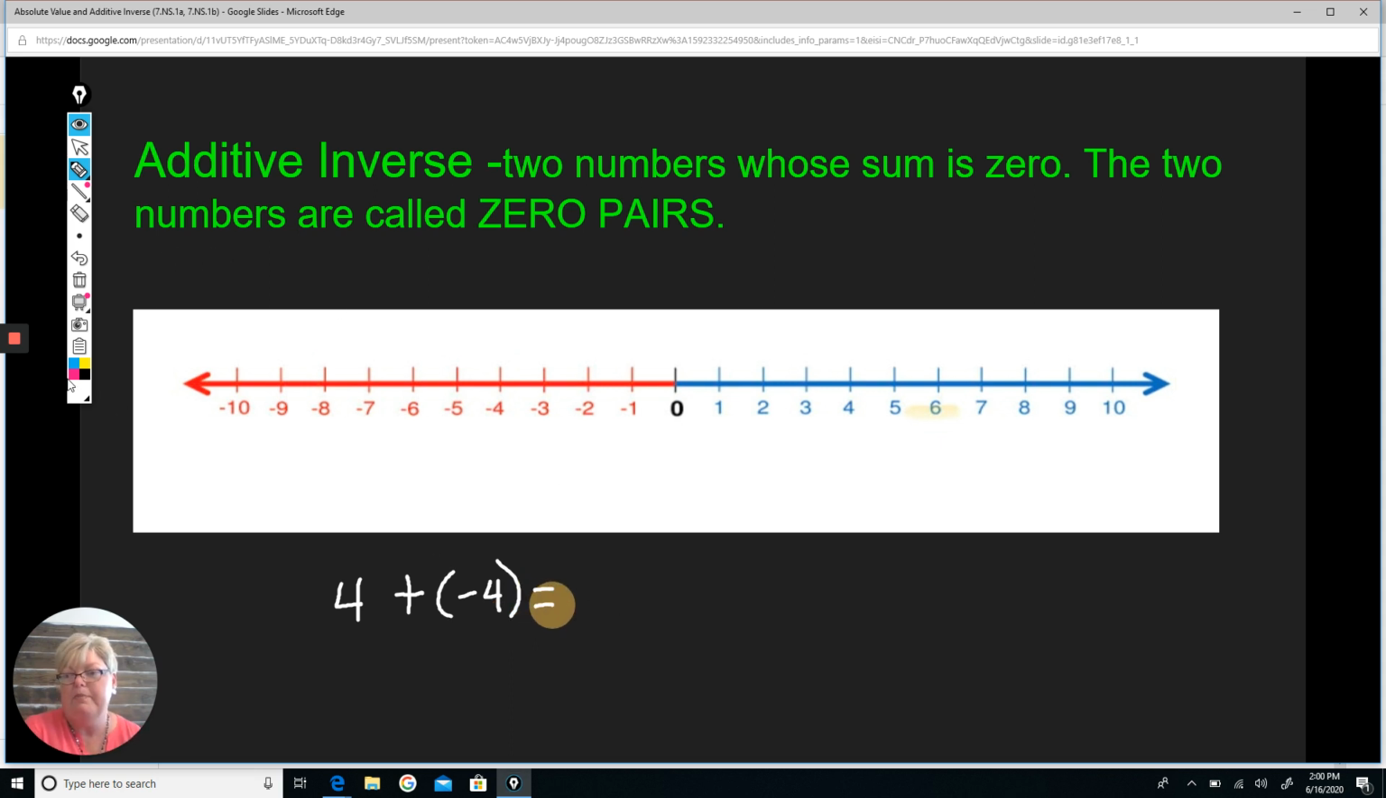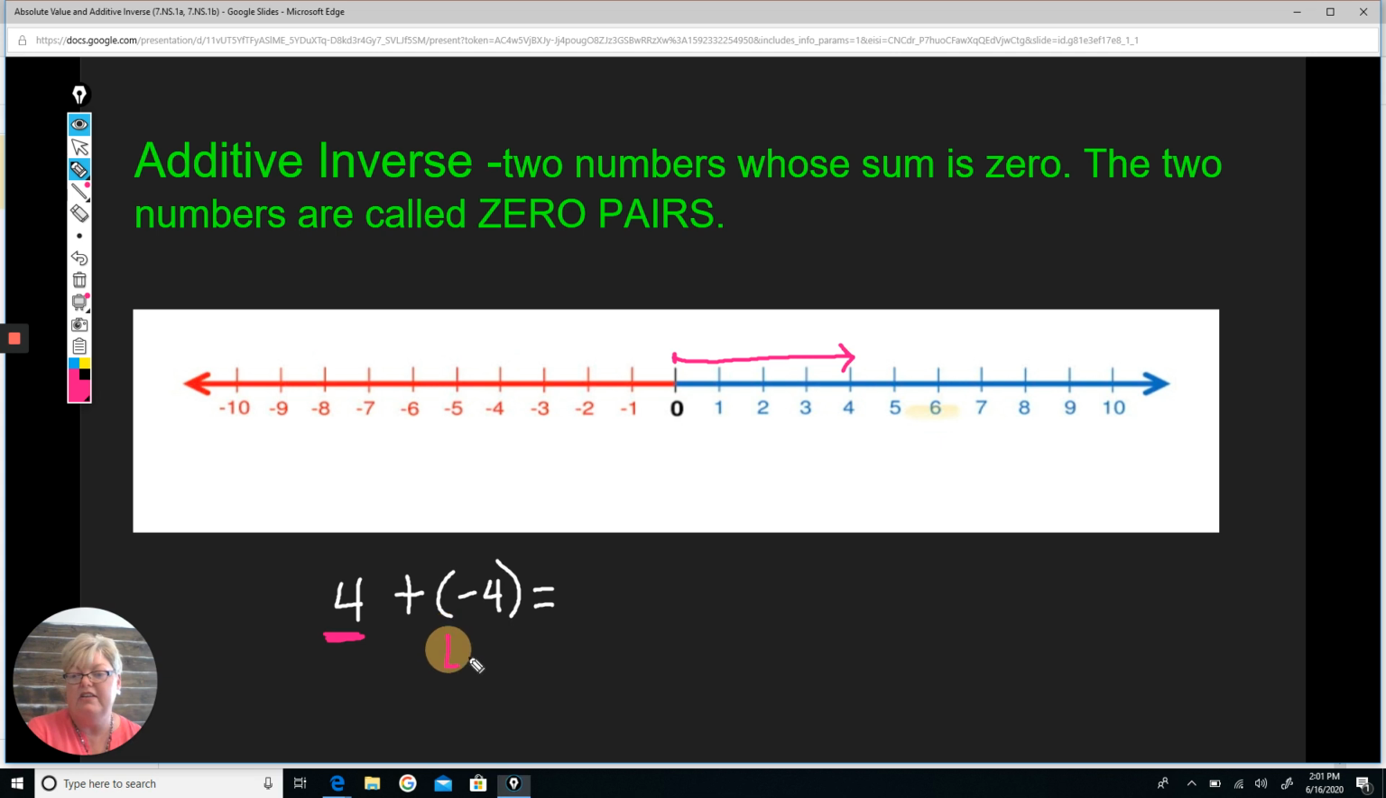So this is what we're going to do. We're going to set this up, and we always start at 0, so I'm going to put my line right there at 0, and I'm going to go to my first term, and my first term is 4. So I'm going to go to 4. And now I'm going to look back at my problem. I've got to 4, and now it says plus -4.